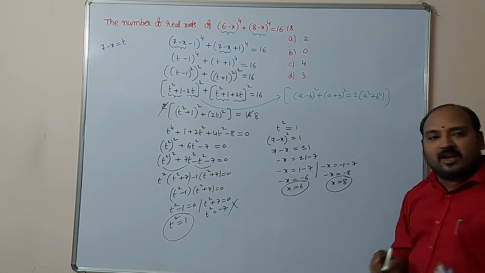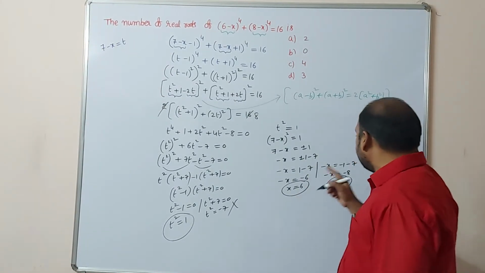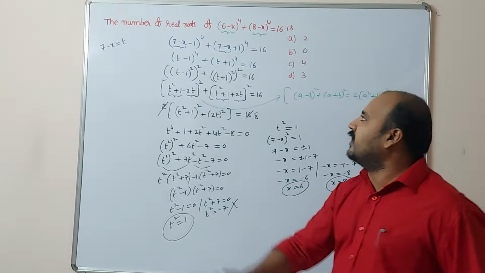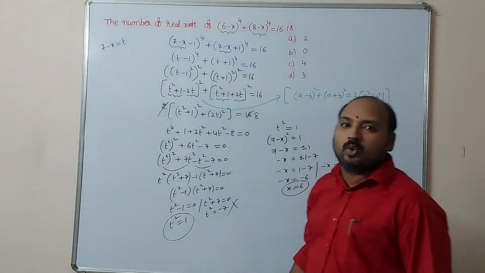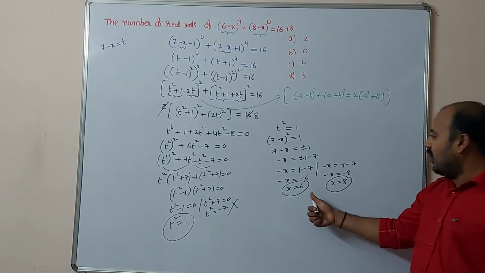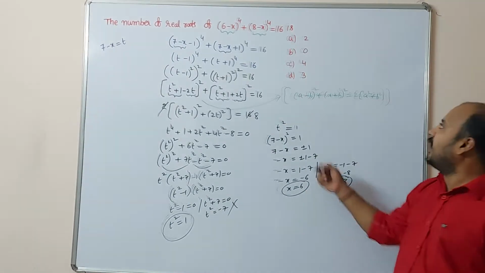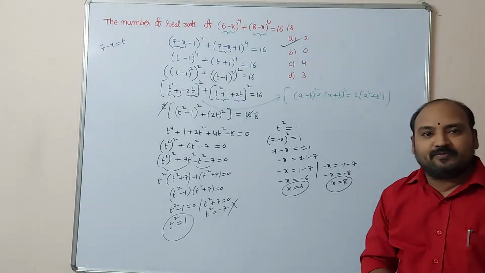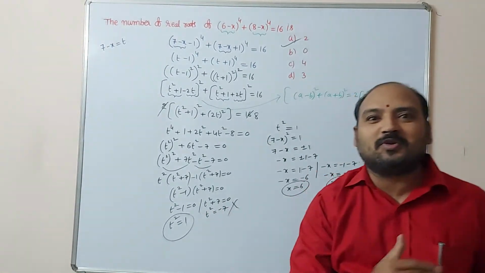So how many real values do we have? x is equal to 6 and x is equal to 8. Two values are there. So therefore the number of real roots of this equation is 2. 6 and 8, it is there in the first option. I hope you people understand. Yes, students, we'll move on to the next question.